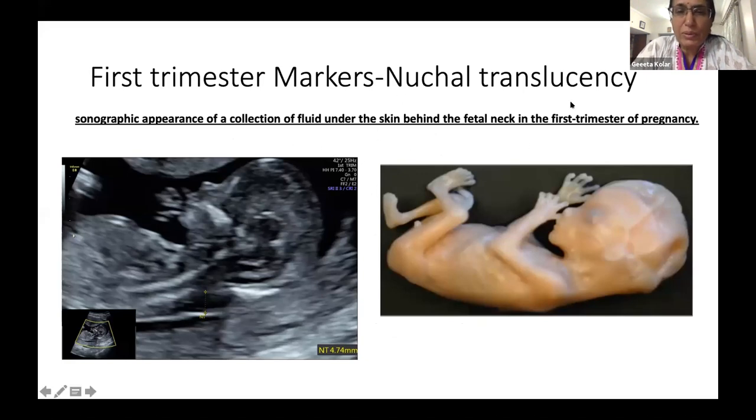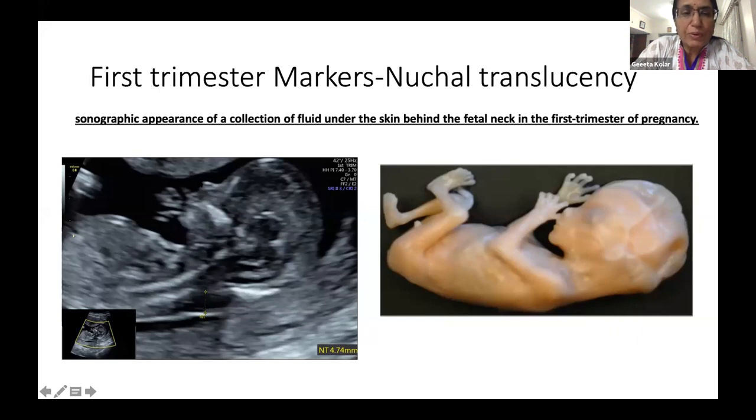So what is nuchal translucency? It is a sonographic appearance of a collection of fluid under the skin behind the fetal neck in the first trimester. So when I say NT, it is only in the first trimester. That means after 14 weeks, we do not use the term nuchal translucency. So this is the fluid collection behind the occipital bone and the skin, which is measured. And here you find it is about 4.74 millimeters.